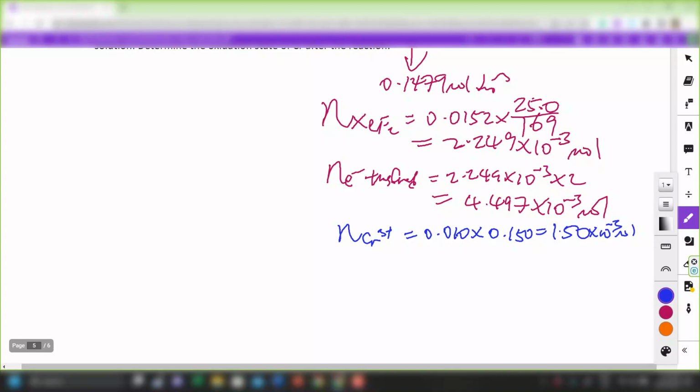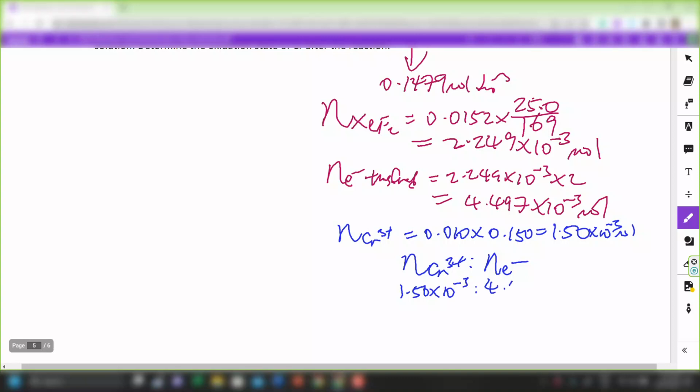Okay, so that is the logic of doing such fundamental calculation, because you go back to the basics to determine the number of moles of electrons transferred. Then from here I'm going to do the same thing. I'm going to take the stoichiometric ratio. Chromium 3 is to number of moles of electrons, so that will be 1.50 times 10 to the power of minus 3 is to 4.497 times 10 to the power of minus 3. I'm going to get a ratio of 1:3.